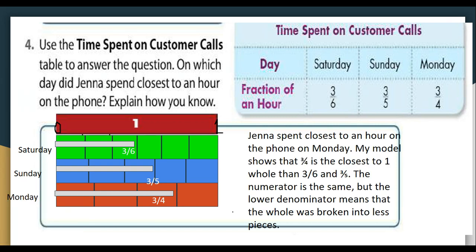So Jenna spent the closest to an hour on the phone on Monday. If you look at my model, it shows that 3/4 is closer to one whole than 3/6 and 3/5. Now remember, we talked about how the numerators were the same the whole time. They were the same, but the lower the denominator means that the whole was broken into less pieces, which means those pieces were the bigger pieces. And that is why the Monday fraction was closest to the whole, or the 1 hour.